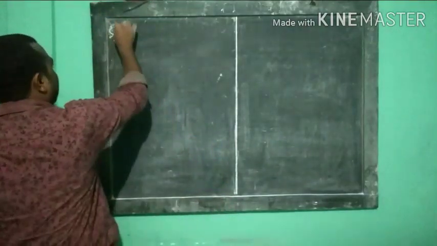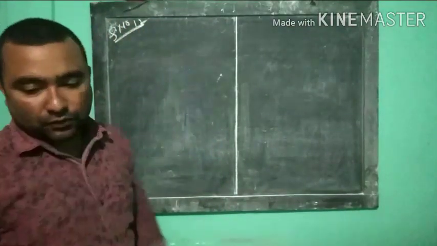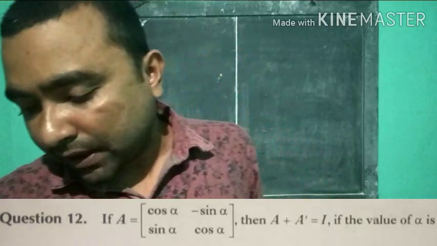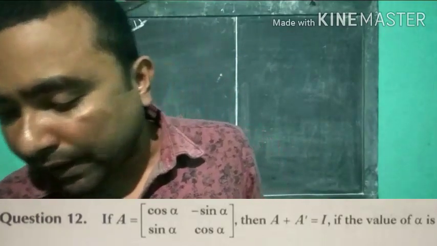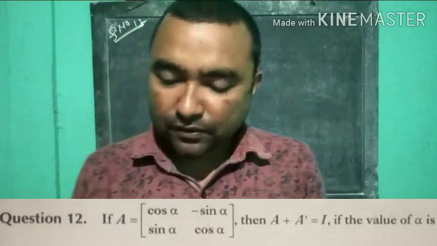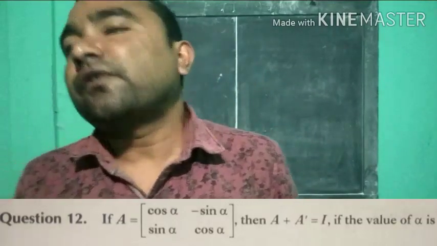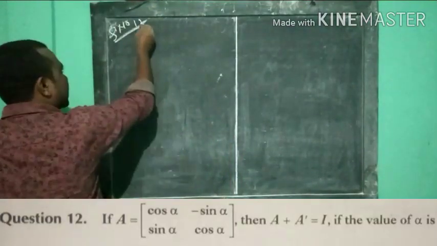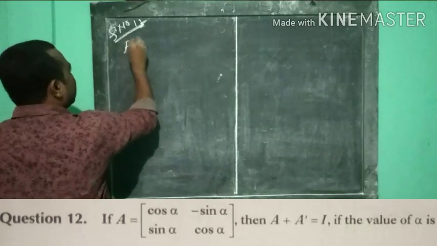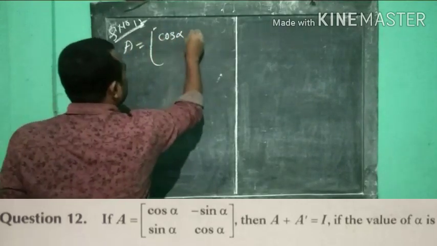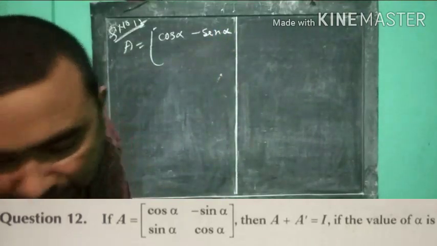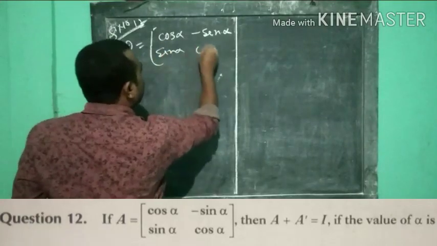Now I am going to solve question number 12. The question number 12 is: if A is cos alpha, minus sin alpha, sin alpha, cos alpha, then A plus A transpose equals I. Now we are going to find the value of alpha. How to find the value of alpha? It is a very simple problem. It is given A equals cos alpha minus sin alpha, and sin alpha cos alpha.